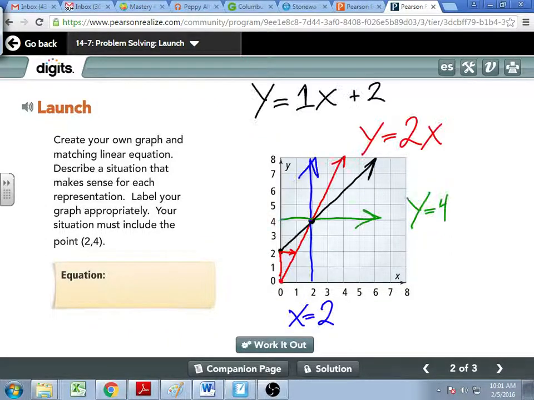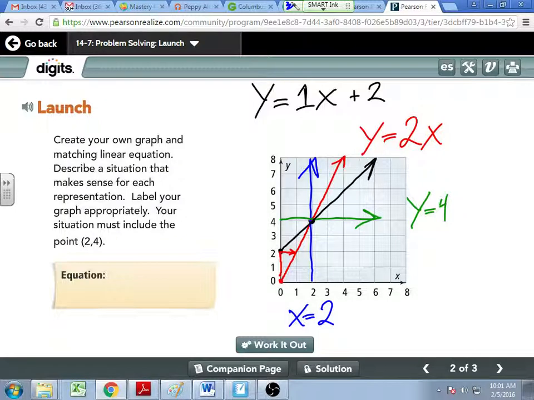Yeah, Zach? This might be a dumb question, but I was sick for 2 days. With the green one, if it's going across, then you forget about the x? We don't forget about the x. The thing is, the x has a coefficient, like a multiplier, of 0.